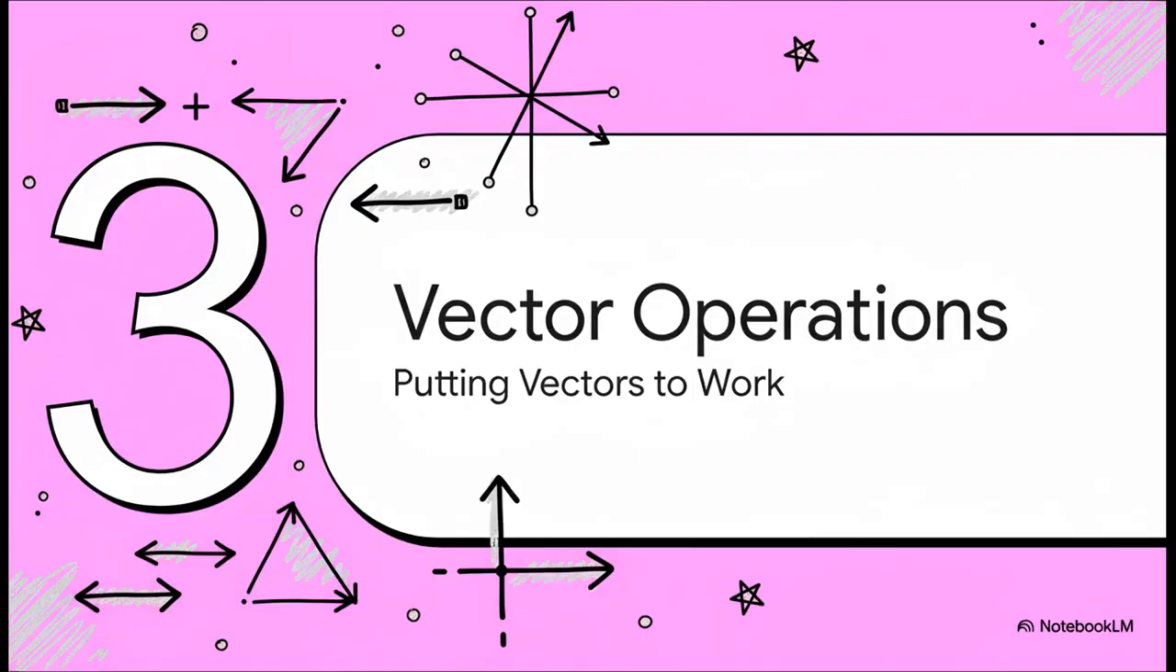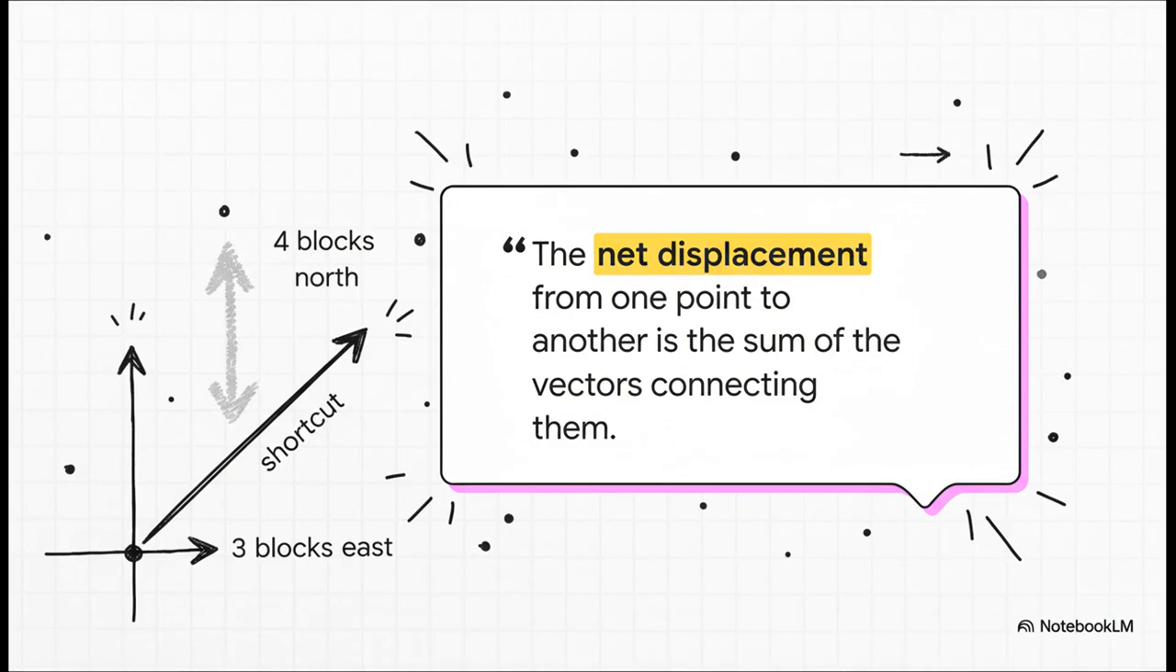All right, so now that we can describe these things, let's actually have some fun with them. It's time to see what happens when we start combining them. This is where the magic really starts to happen. I want you to imagine you're walking down the street. You go 3 blocks east, then you turn and walk 4 blocks north. Each part of that journey is a vector. Vector addition is what finds you the shortcut, that single, direct path from where you started straight to where you ended up.